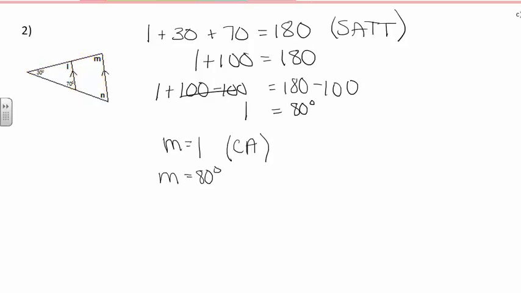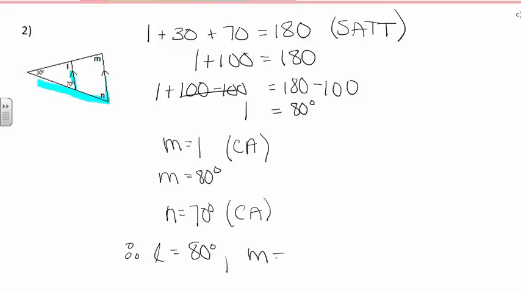And finally, to find our angle N, we have another corresponding angle theorem application. Right here, as we can see, N is also equal to 70 degrees by this rule. So we know that N equals 70 degrees by the corresponding angle theorem. Therefore, L equals 80 degrees, M equals 80 degrees, and N equals 70 degrees.